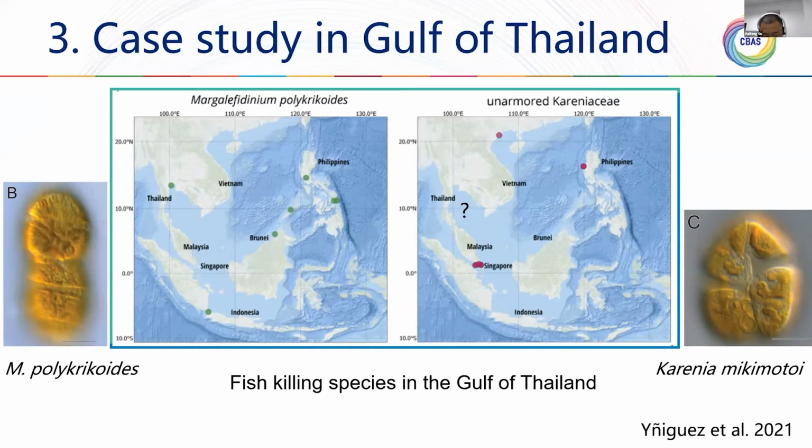Cochlodinium also includes several species. Among them, Cochlodinium is a cosmopolitan species, but it has not been reported in the Gulf of Thailand. So we can see that there is no record.